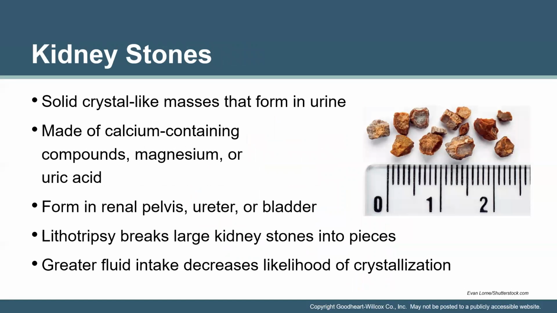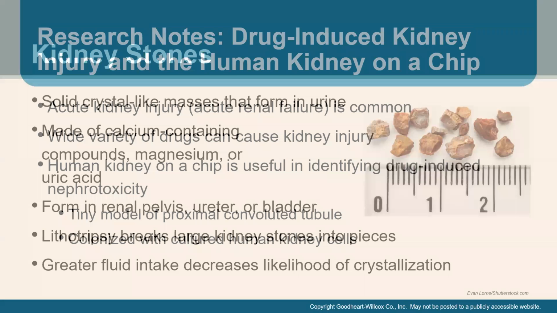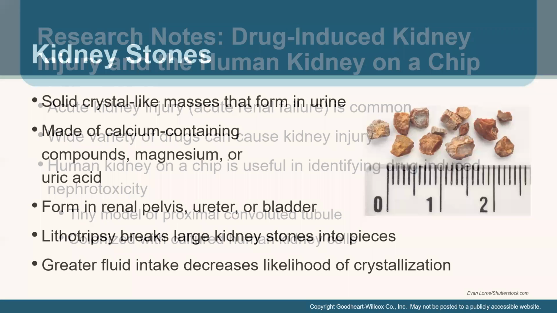Kidney stones are solid crystal-like masses that form in the urine. They can be made of different things, but generally, I should say, it's calcium, magnesium, or uric acid stones. They get stuck in the renal pelvis, the ureter, or the bladder. Lithotripsy is responsible for the breakup of the stone into smaller pieces. If you drink more water, you have less likelihood of creating the stones. Stones can damage the kidney as well, by the way.